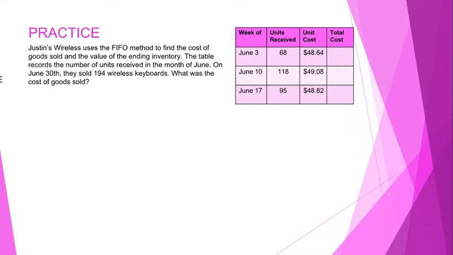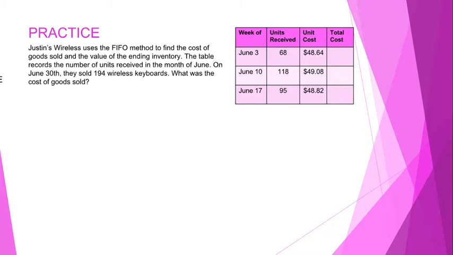So we take the 194 minus the amount we've already sold, and we can still sell 8. So that means for June 17th we sell 8. Multiply that together. Add up our total cost that we now have in our table, and the cost of goods sold is $9,489.52.